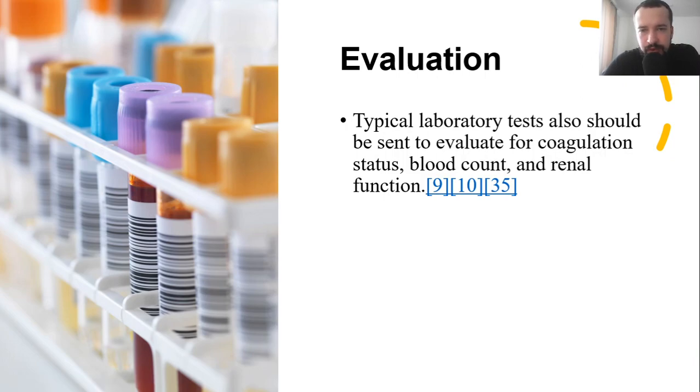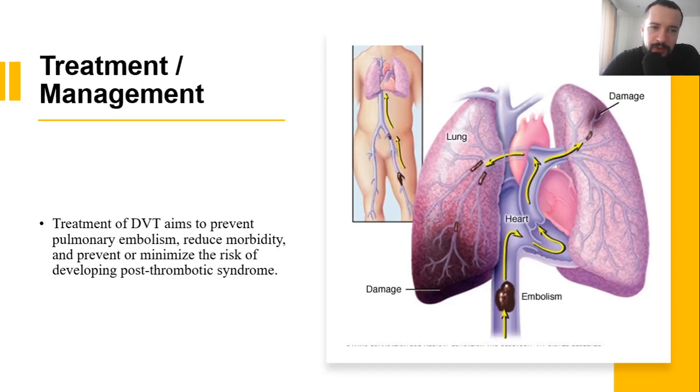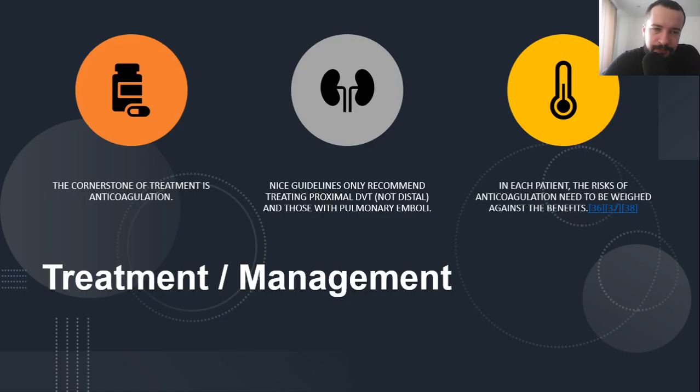Typical laboratory tests also should be sent to evaluate for coagulation status, blood count, and renal function. Treatment of DVT aims to prevent pulmonary embolism, reduce morbidity, and prevent or minimize the risk of developing post-thrombotic syndrome. The cornerstone of treatment is anticoagulation. NICE guidelines only recommend treating proximal DVT and those with pulmonary embolism. In each patient, the risk of anticoagulation needs to be weighed against the benefits.